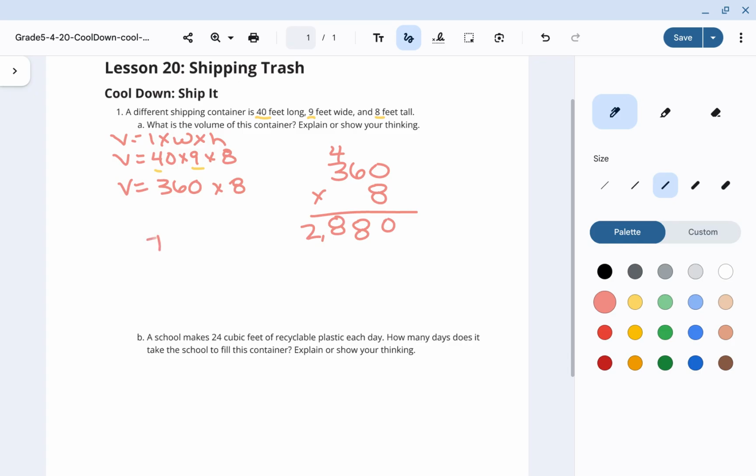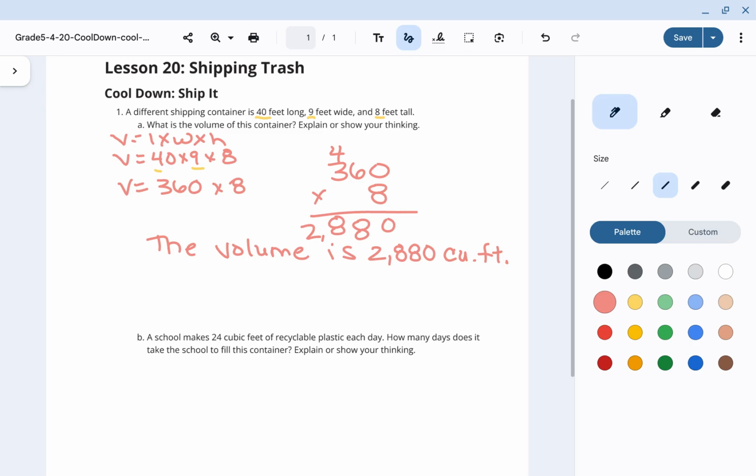That means the volume of the container is 2,880. What were those units? Well, those were cubic, so I'm going to do CU, and feet, FT, right? I could go ahead and write that I first found 40 times 9 equaled 360, then I found 360 times 8, and that equaled 2,880, but I do feel like I have written that out clearly to show my thinking for number 1.